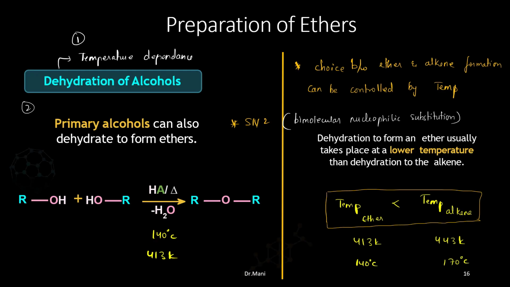And one more thing, if you see here, what is this ether? It's ROR, yes or no? So that means it requires two molecules of ethanol. Suppose I want to form the alkene, I don't need two molecules of ethanol. But forming this ether, I need two molecules of ethanol. So remember this thing.